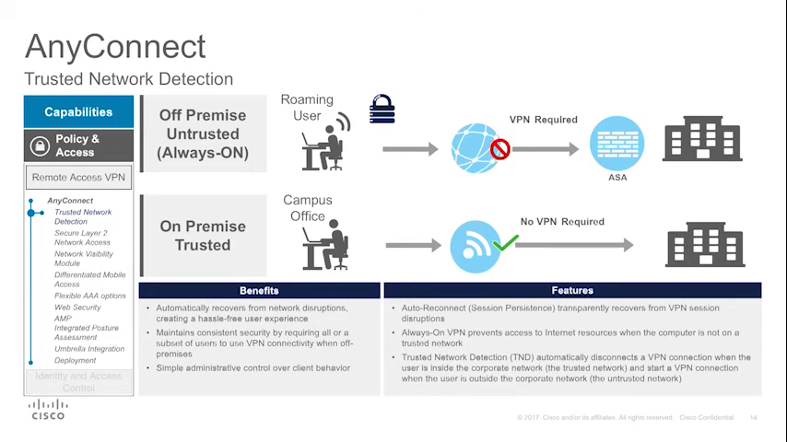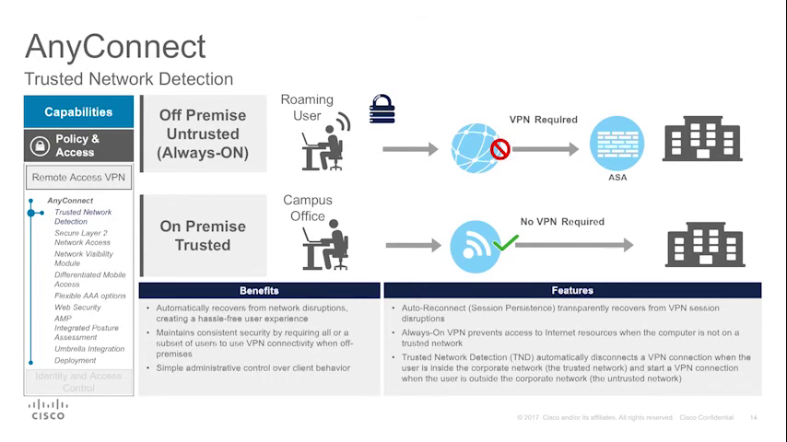Auto Reconnect, also known as session persistence, helps customers automatically recover from network disruptions for a hassle-free user experience. Trusted network detection disconnects a VPN connection inside the corporate network and starts a new VPN connection when a user is outside the trusted network. This means users are not required to re-authenticate, giving users flexibility to establish maximum session times through VPN profile.